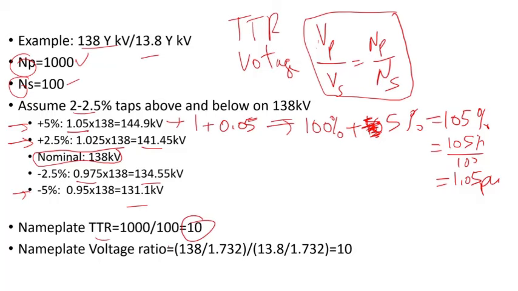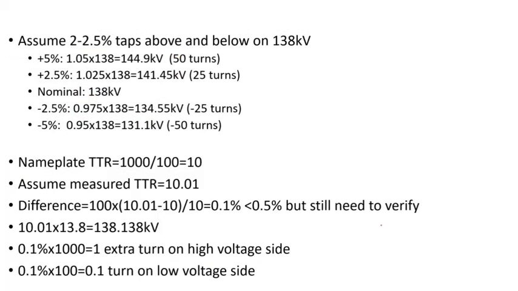To step down from the high side to low side, or if it's step up, to step from low voltage to high voltage, you're going to multiply by 10. So nameplate voltage ratio, I'm going to take the high voltage divided by root 3, so this is just square root 3, because again, it's always better to do it in per phase. That way you're not off by a factor of root 3. Then you do the same thing here, so it checks.